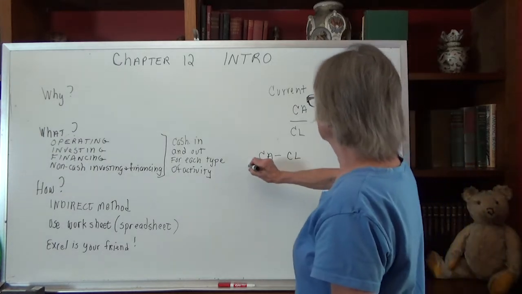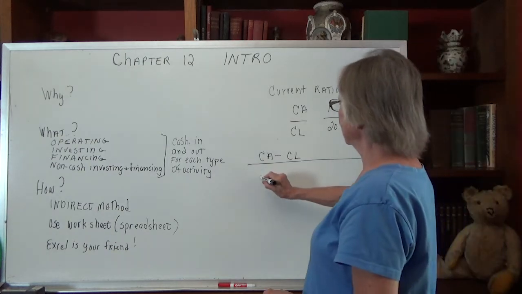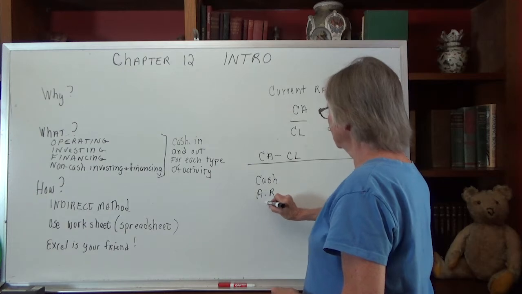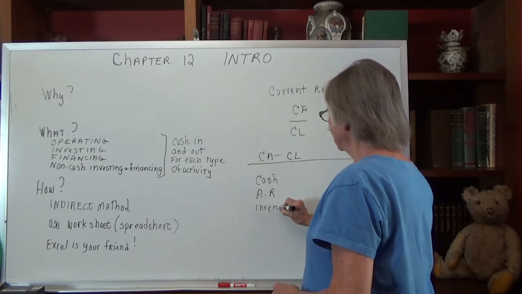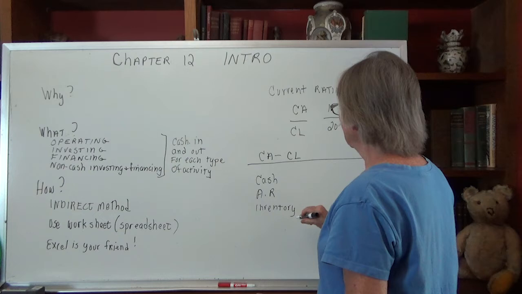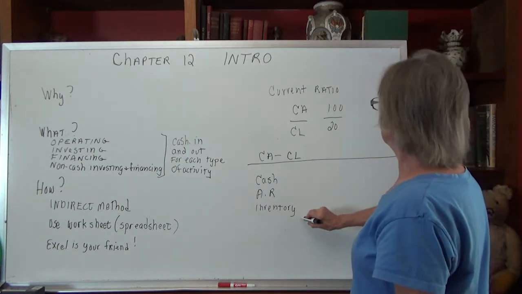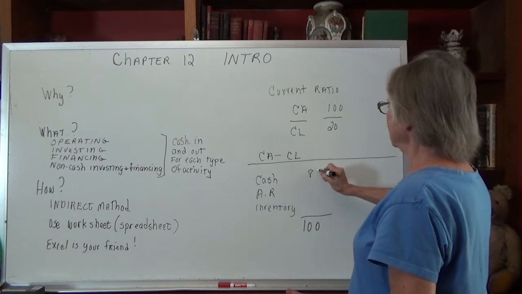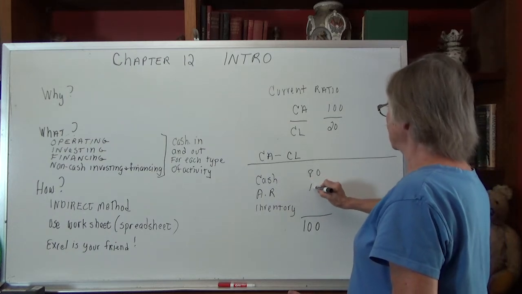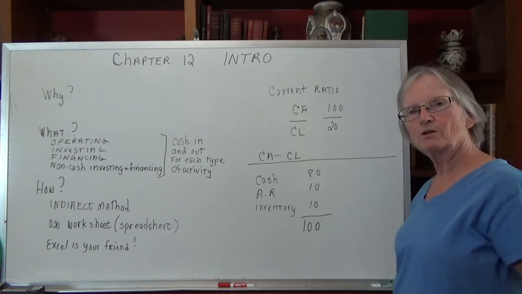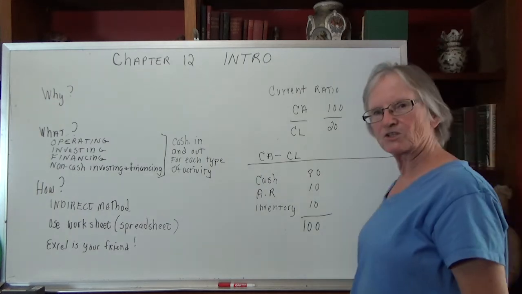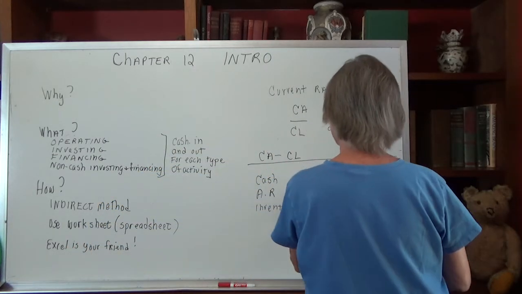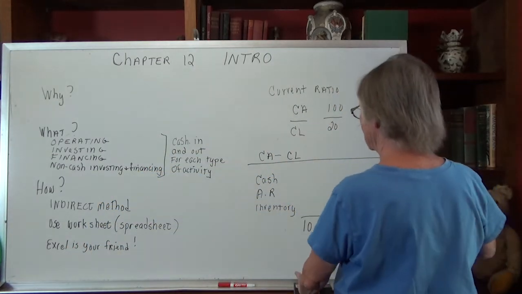The only problem is, if you think about what's included in current assets, you've got cash, you've got accounts receivable, you've got inventory, that's probably enough right there. If you've got a total of current assets of 100, if you've got 80 in cash and maybe 10 in each of these, that's pretty good. That's okay. But that's not the story for W.T. Grant.